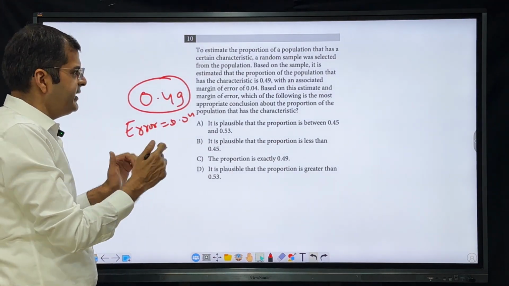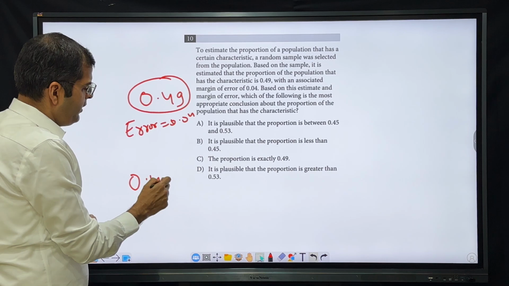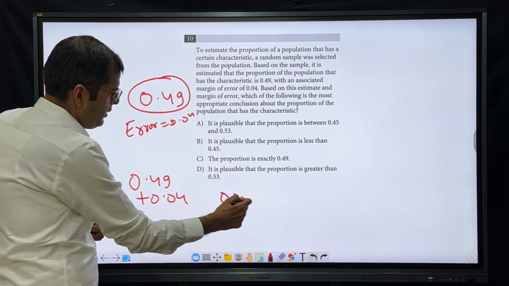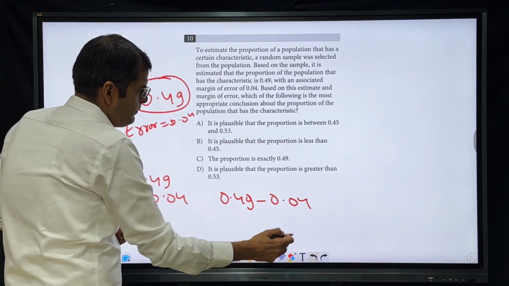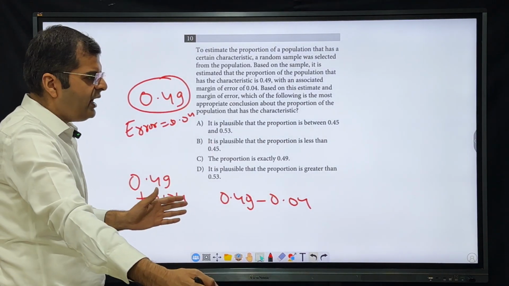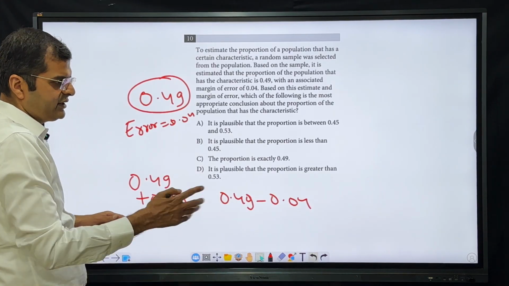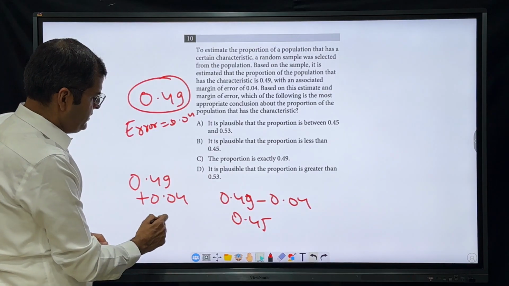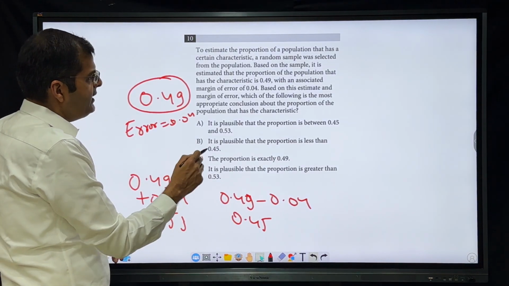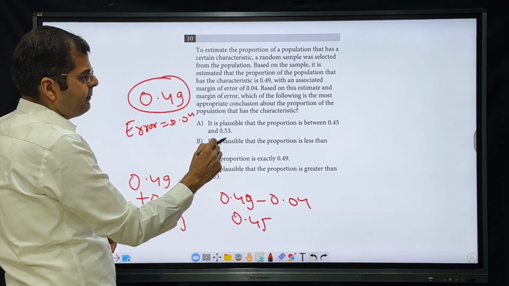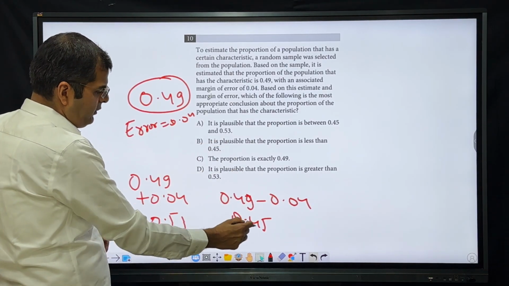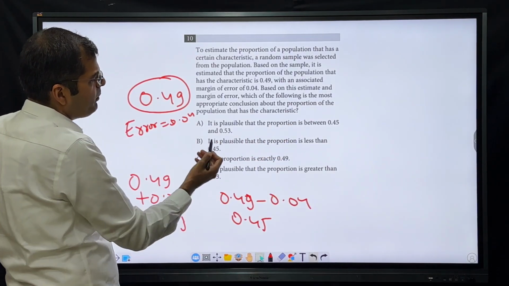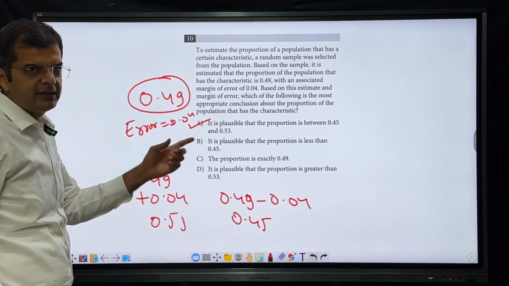What it means is the value can lie between 0.49 plus 0.04 and 0.49 minus 0.04. Okay, because you can have the error on the higher side, also on the negative, lower side. So this will be 0.45 and this will be 0.53. So that means the plausible value lies between 0.45 and 0.53. So it says it is plausible that the proportion is between 0.45 and 0.53. That is the correct answer.